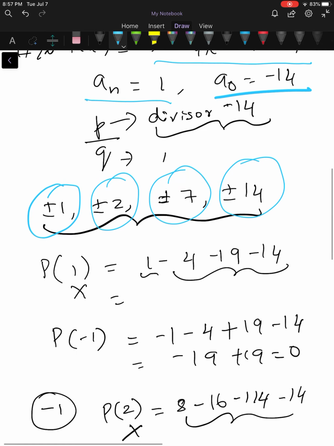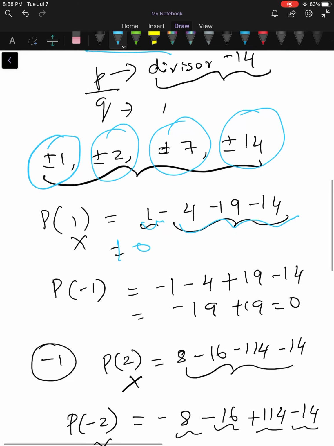If you substitute 1 into the equation, p of 1 is 1 minus 4 minus 19 minus 14. You can see the negative terms have a higher value and a common sign, so it will never lead to 0. So this is not equal to 0. Therefore 1 is not a root of the polynomial.